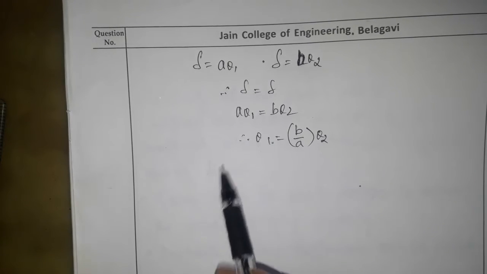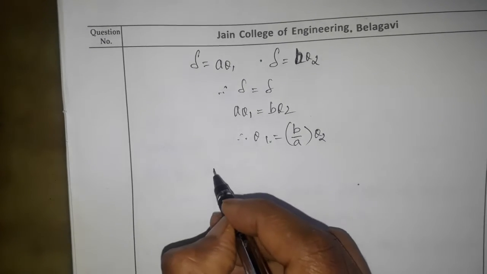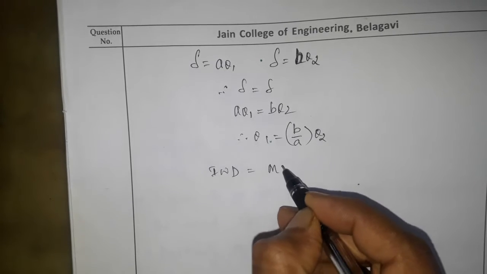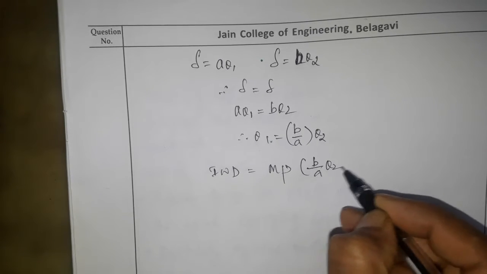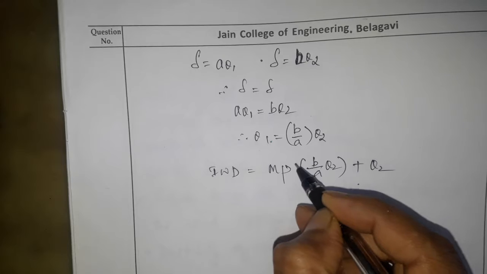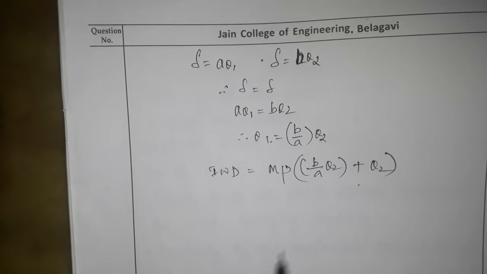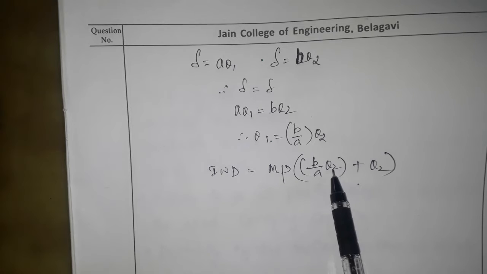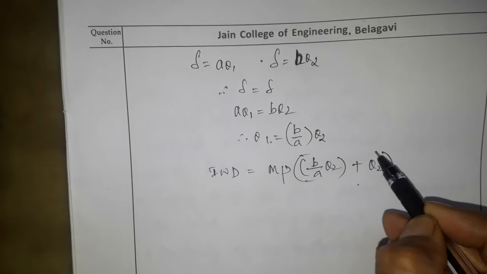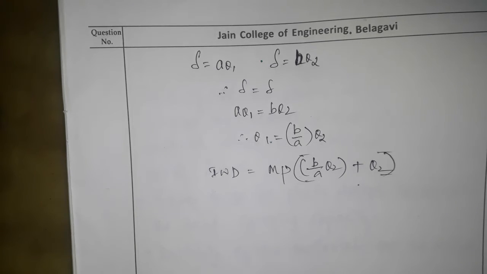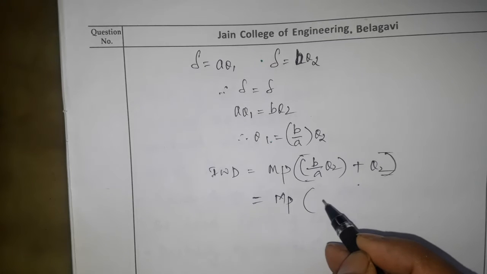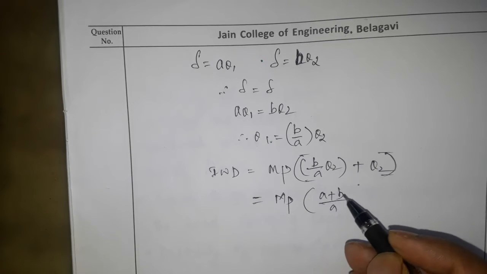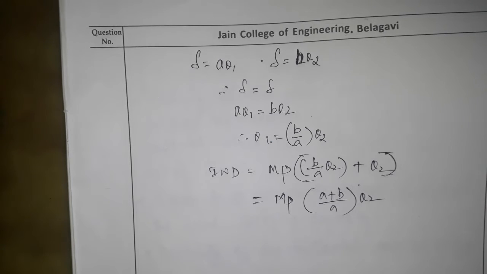So internal work done is MP into theta 1, which is B by A theta 2, plus theta 2. Are you getting my point? Theta 1 is B by A theta 2, okay, and plus theta 2. So therefore we will get MP into A plus B divided by A into theta 2.